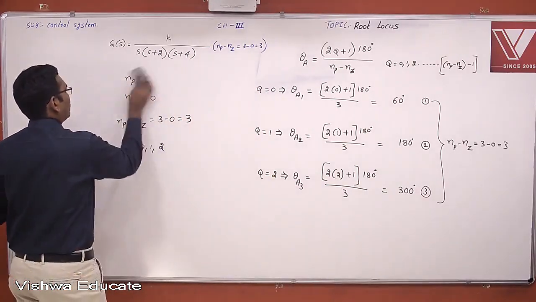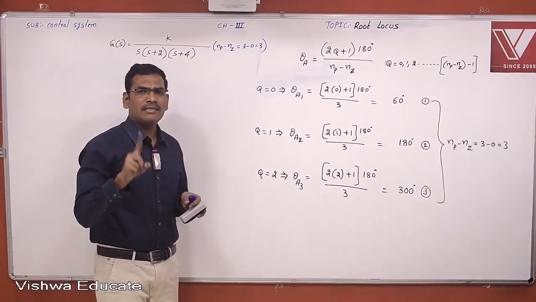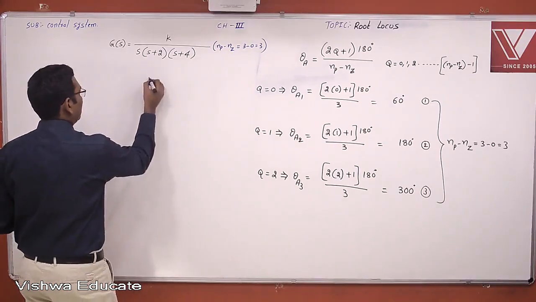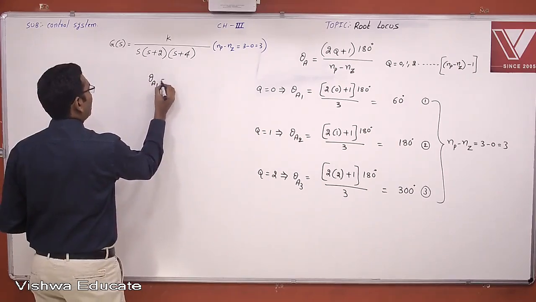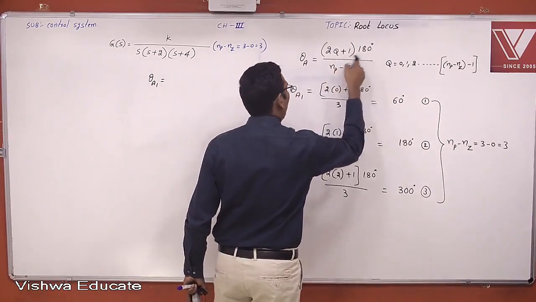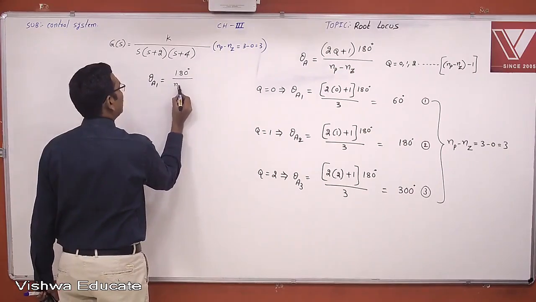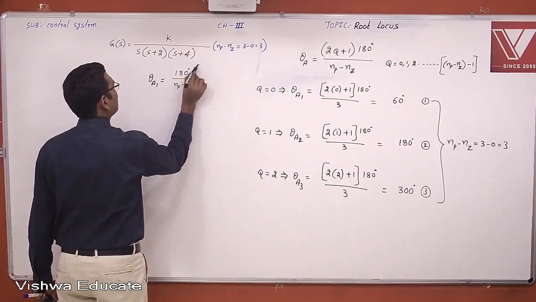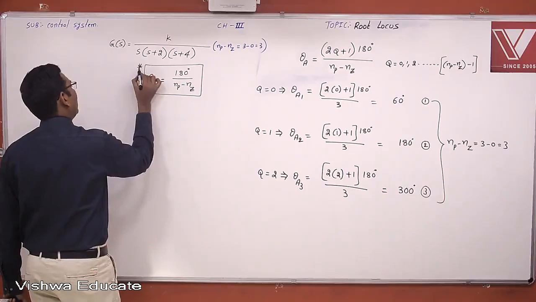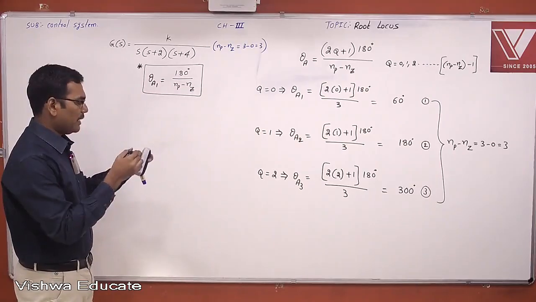Now my question is, whether it is 3 or 4 or 5 or 6, whatever it may be, what is the first angle of asymptote? The first angle of asymptote formula is nothing but q equal to 0. Q equal to 0 gives the first angle of asymptote: 180 degrees by np minus nz. For every problem, the first angle of asymptote is 180 degrees by np minus nz.